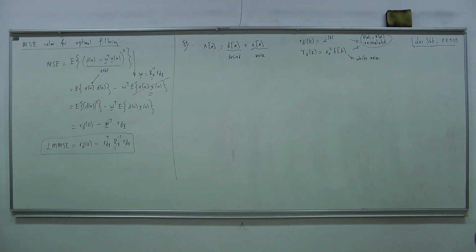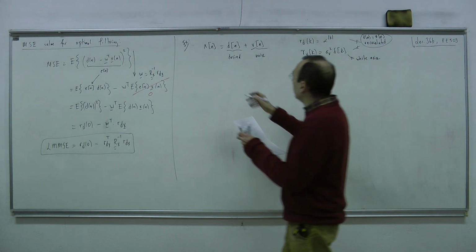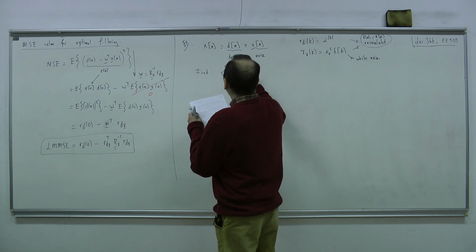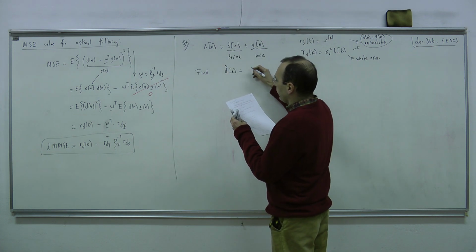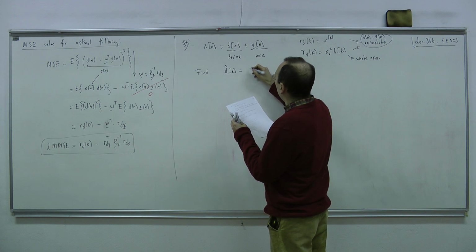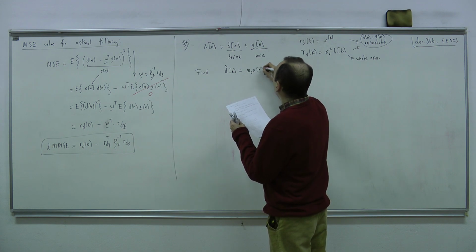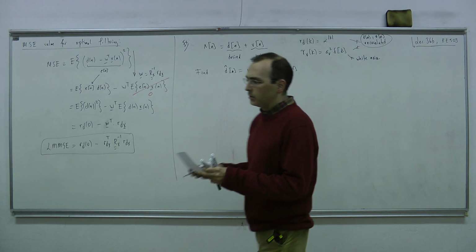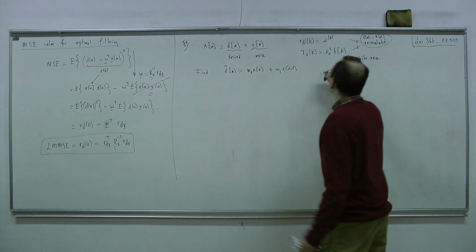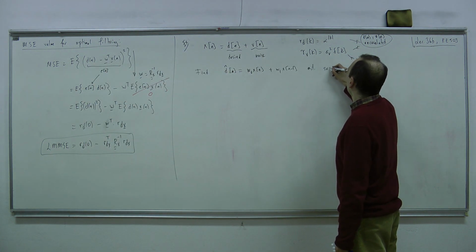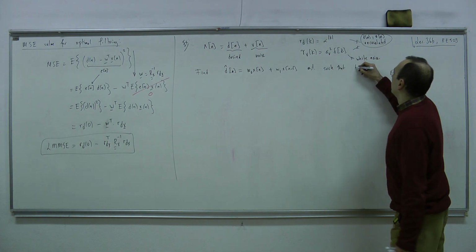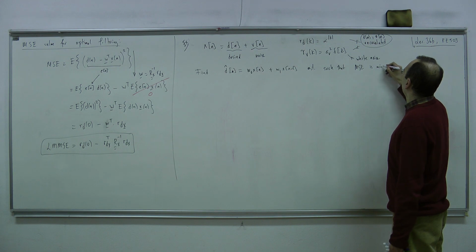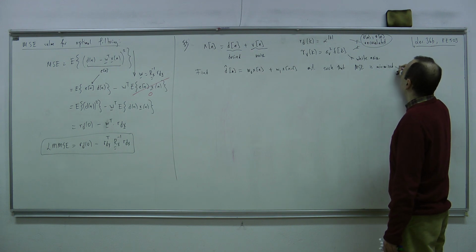Let me look at the problem. Find... Now let's say that again I'm trying to estimate d of n. Well, what is this? W0 x of n, W1 x of n minus 1. Estimator such that MSE is minimized. I think it's clear. I'm trying to estimate the desired signal, and the MSE is minimized.